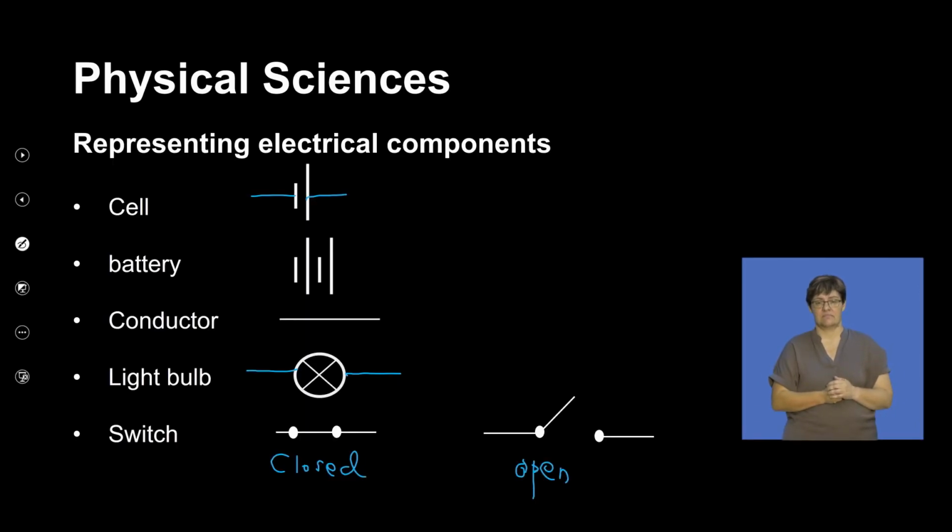Okay. Now, these are the symbolic representations of the different components that we might have. In the simulation that we just showed, we have a battery instead of a cell because we had a combination of two cells connected in series. We'll talk about that more as we go along.